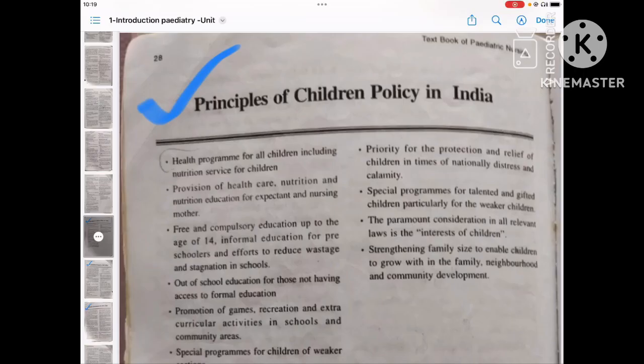In this video, we are going to study the principles of children policy in India. So here we are going to study the principles. What are the principles of children policy in India? That is what we are going to study here.